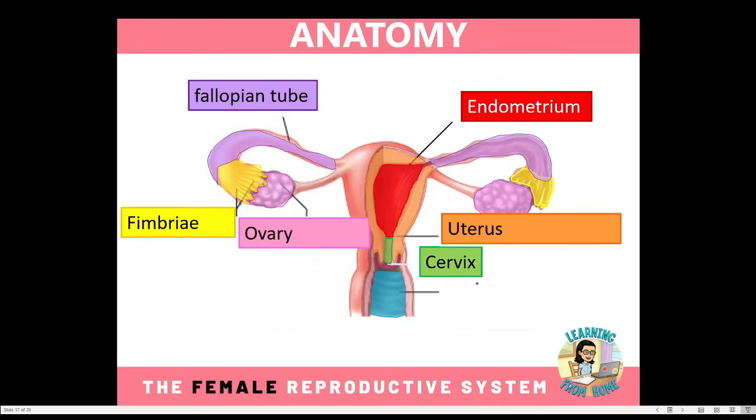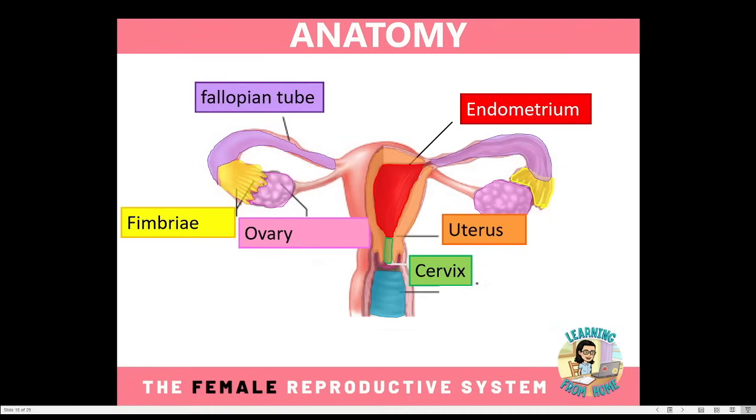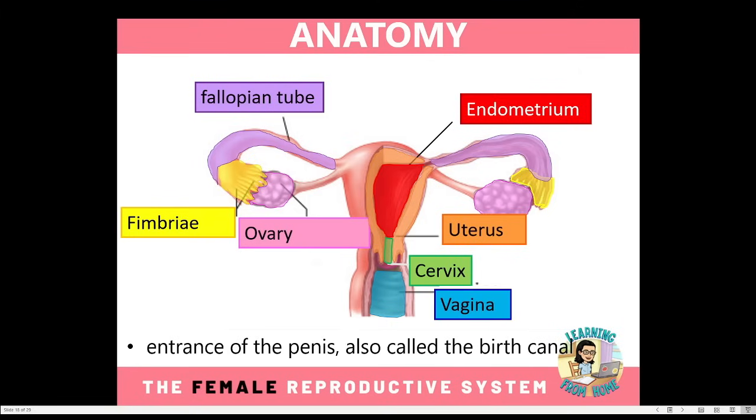Next, the cervix. The cervix is the muscular opening of the uterus. Since it is made up of a muscle, it can expand or contract. Pwede siyang lumaki or pwede siyang lumiit. And then, finally, the vagina. The vagina is the entrance of the penis. It is also called the birth canal.